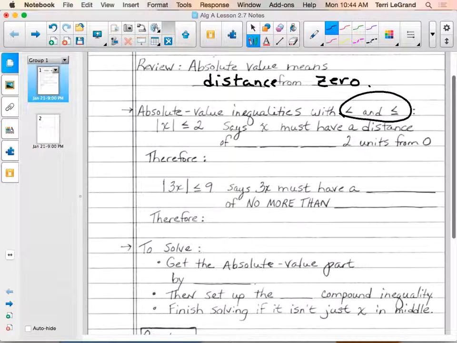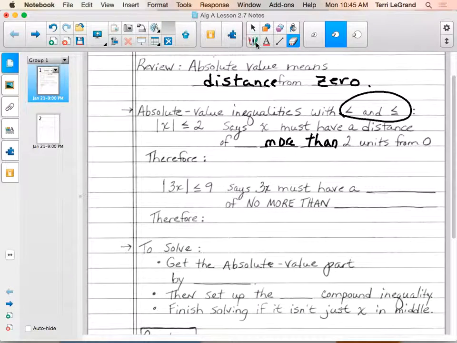What that really says is that x must have a distance of what? Less than or equal to 2 units from 0. Do we have negative distance? No. Like in a car, you can't have negative distance. When we back up, we don't say we went a negative distance, do we? So x must have a distance of at most, excuse me, here are the words I meant to use: no more than 2 units from 0.